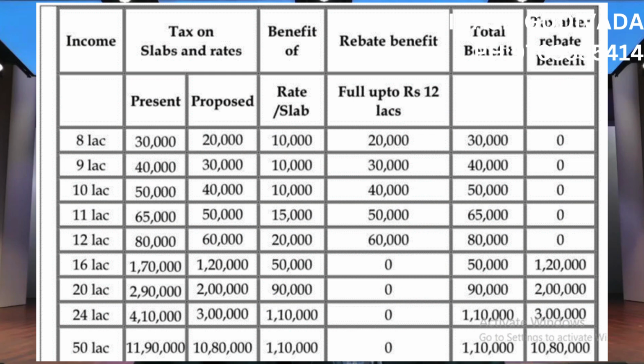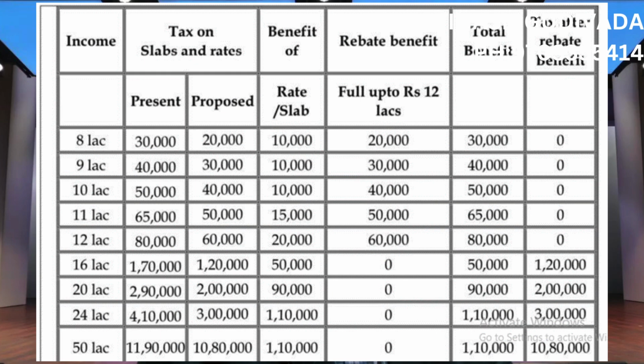In case of 12 lakhs, in the present tax regime, it is 80,000. In the proposed regime, it is 60,000. Because it has not exceeded 12 lakhs, we can claim rebate. If we exceed 12 lakhs, we can't claim rebate. So at 12 lakhs, we can claim a rebate of 60,000. What is the total benefit we get? 80,000. So if your income is 12 lakhs, you will get a 60,000 rebate and you need not pay any tax. Compared to the present tax regime, it is totally 80,000 benefit, zero tax.